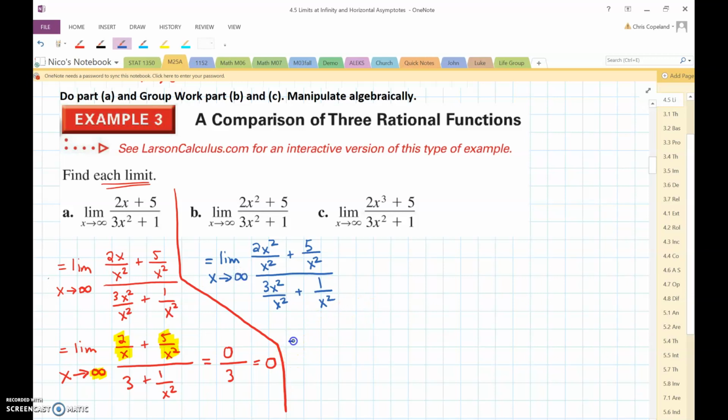Again, next step, I'm going to simplify. So this is going to become (2 + 5/x²) all over (3 + 1/x²), again as x is approaching infinity. So here the numerator would be 2 plus 5 over infinity squared. That's going to be 0. So 2 plus 0 would be 2. The denominator, you have 3 plus 1 over infinity squared. That's going to be 0. So 3 plus 0 would be 3. So our answer is 2/3.